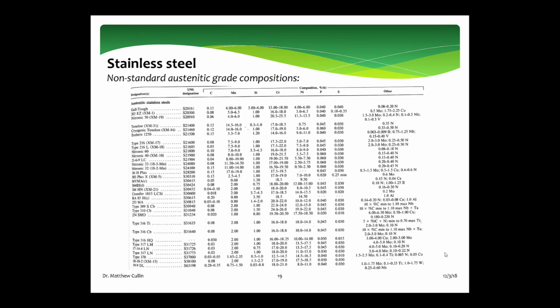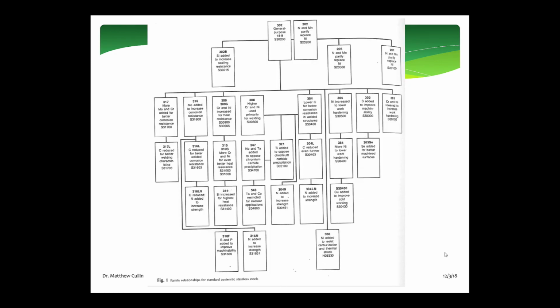Once we get to the more expensive alloys, we start getting into a lot of trade names, but this just gives you an idea of a lot of the different austenitic grades that are available. Nice little flow chart from the ASM manual. Again, I like this because it gives you a little description of what it has and why it has it added, but I'll allow you to go through and browse some of these at your leisure.